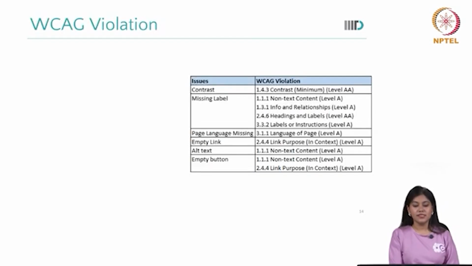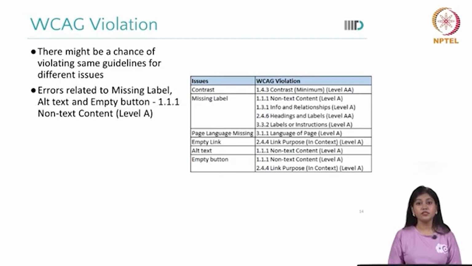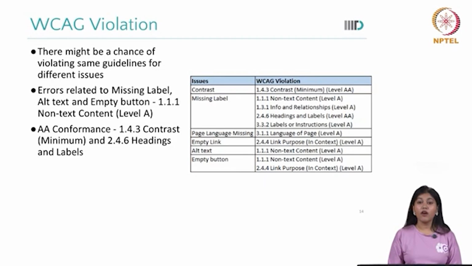So here we can see the rules. I think we have already read about these numbers, these guidelines in our previous lectures. So we know that if you are not meeting these particular guidelines, then it will be considered a WCAG violation. So there may be a chance of violation, with the same guidelines for different issues, as I said already. So errors related to missing label, alt text, empty button, AA conformance.